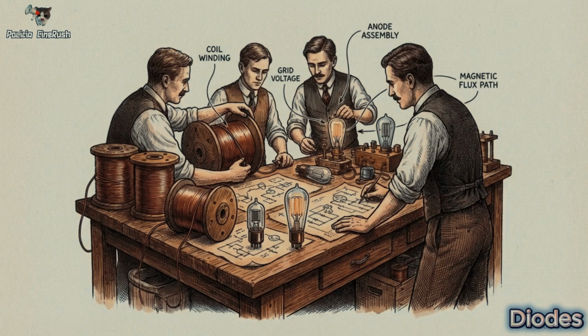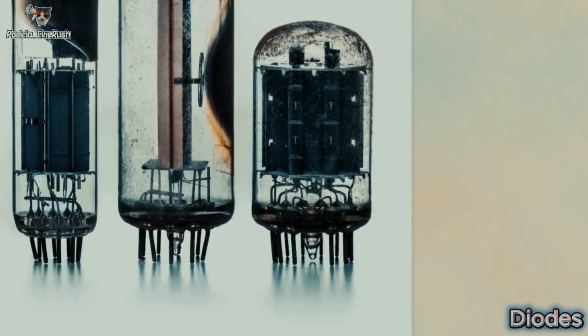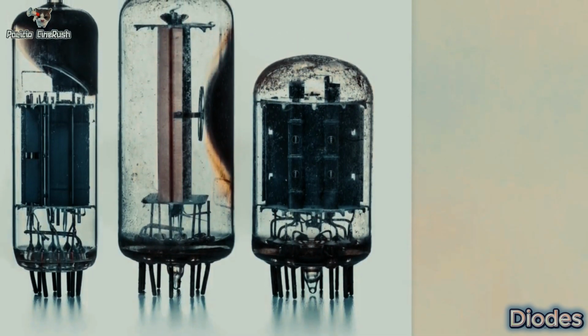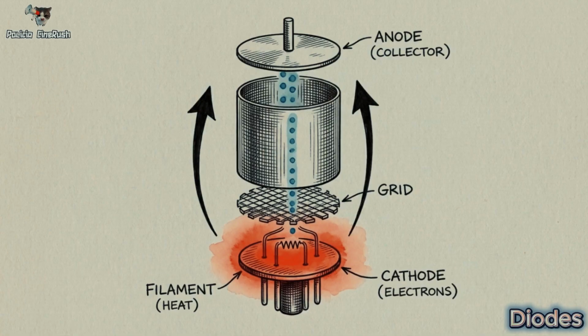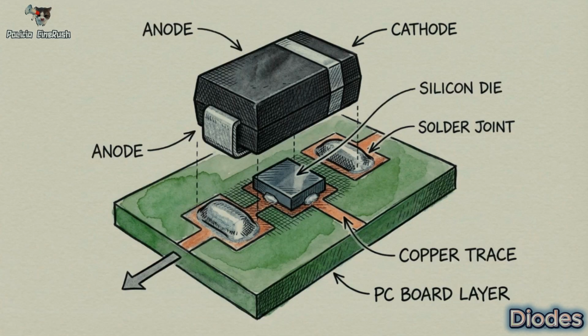To solve this mismatch, early engineers had to find a way to control the direction of the electricity. Their first real success was the thermionic vacuum tube diode. It was a bulky, fragile glass tube that used heat to boil electrons off a metal plate, forcing them to jump across a vacuum in only one direction. Today, our technology relies on a microscopic, solid-state version of this tool, called the semiconductor diode.